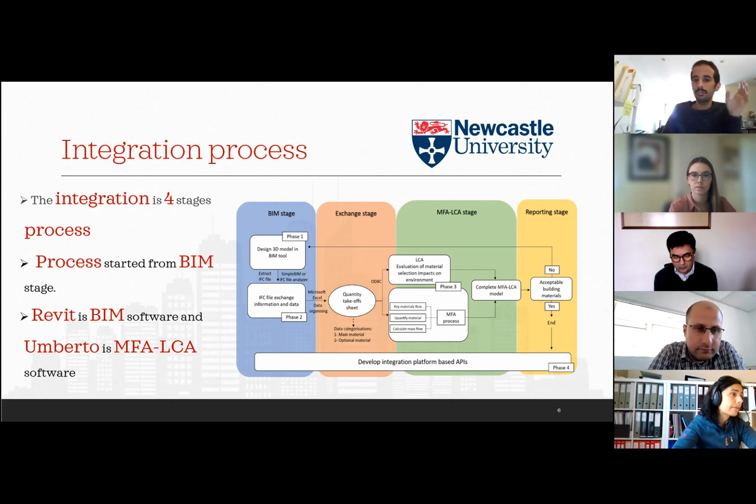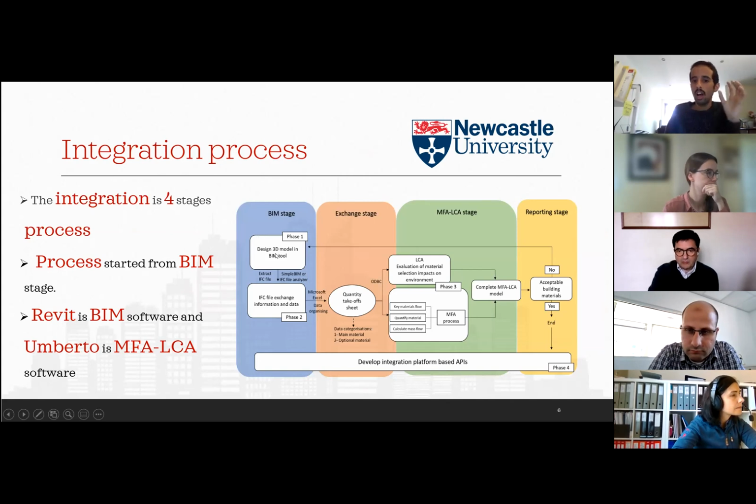software. Then it is followed by the exchange stage, where I am using IFC, Industry Foundation Classes, to exchange data from BIM, as BIM is closed data, to Microsoft Office, which will be linked directly to the MFA LCA software, where I am using Umberto software.